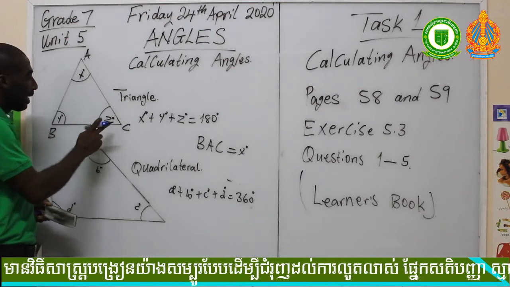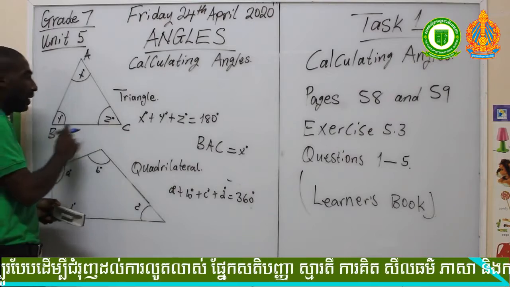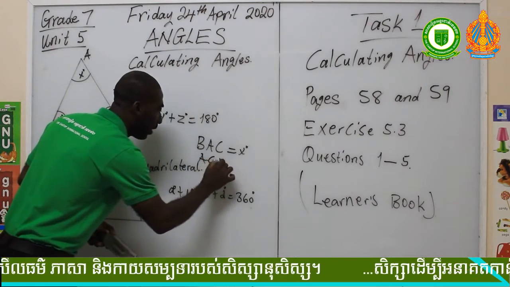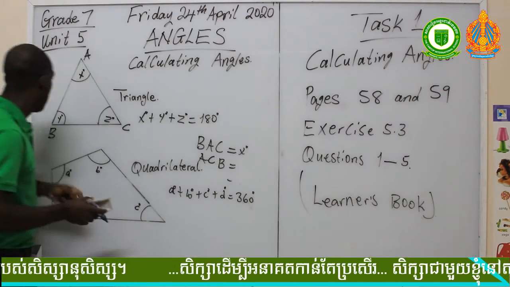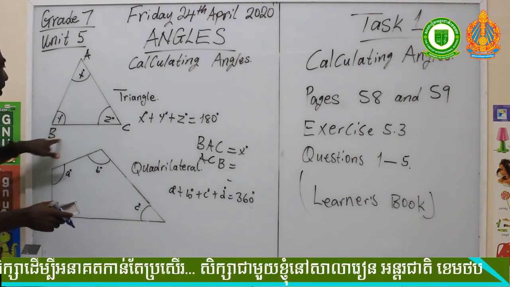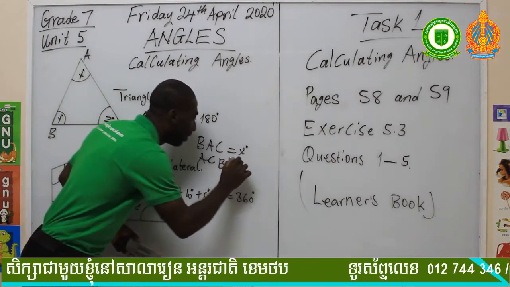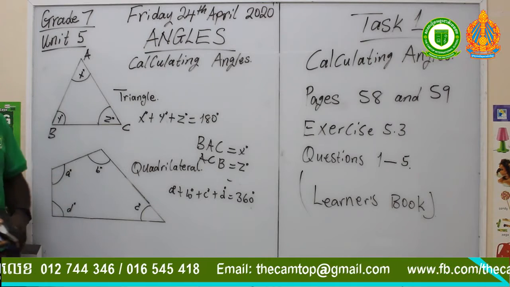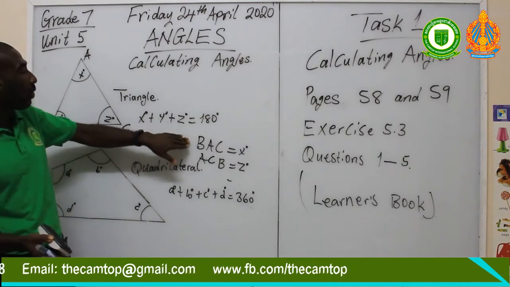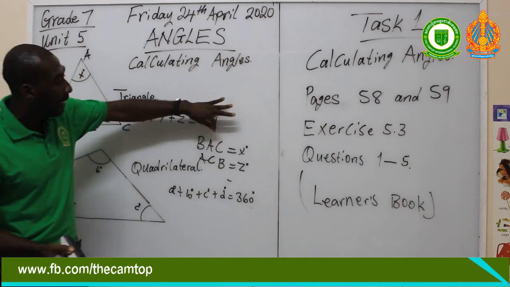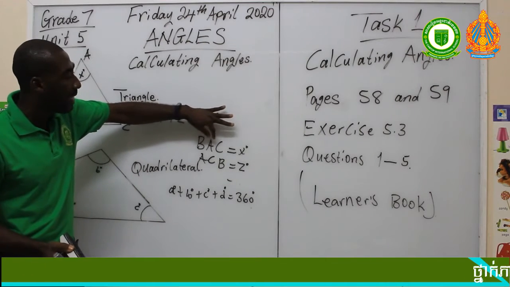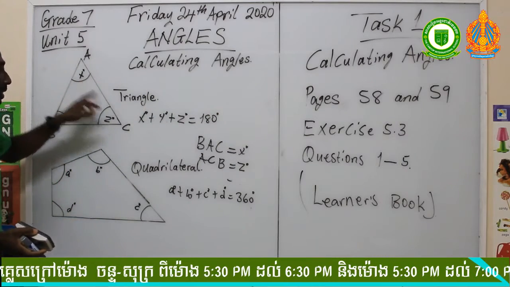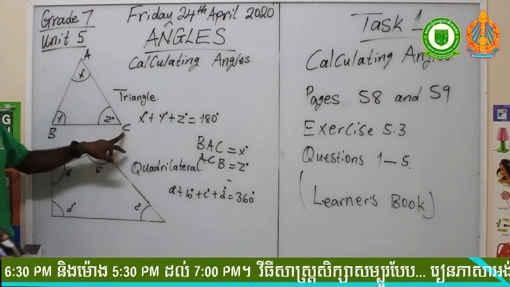If you want to look at angle Z, you write ACB. So ACB means you are looking at angle Z. Don't forget that. So anytime you are reading angle, you look at how the naming is written. So the letter in the middle is the angle that you are looking at. A is angle X, and C is angle Z.